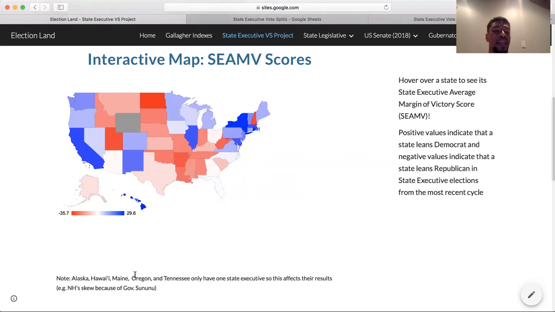Now, there is a disclaimer with this data. Hawaii, Alaska, Maine, Oregon, and Tennessee only have one state executive, as well as New Hampshire, and this affects their results. So for example, we know that New Hampshire is a swing state that tilts blue, but since they only have one state executive, the data is skewed. So that is just a little disclaimer on those several states in particular. You need to be aware that their data is slightly different from the other states because they don't have a lot of scores to average from.